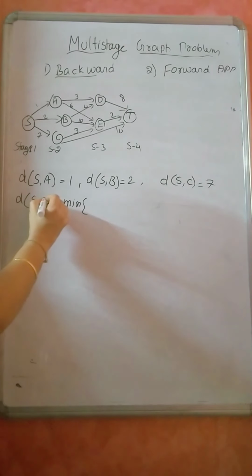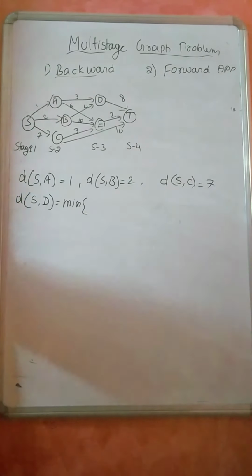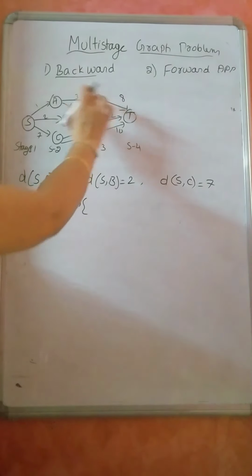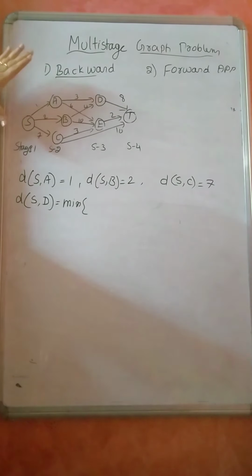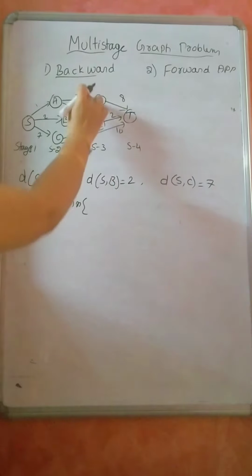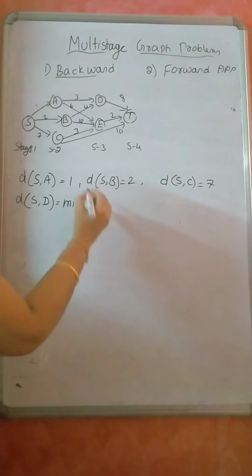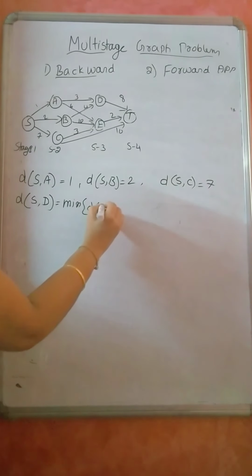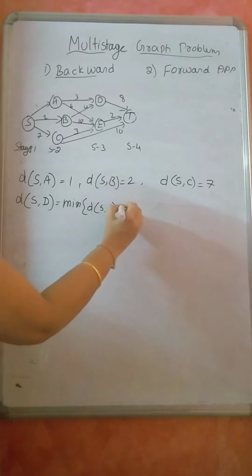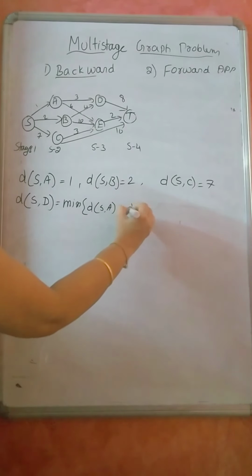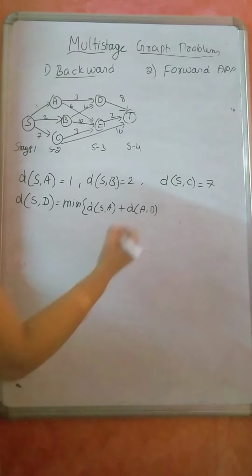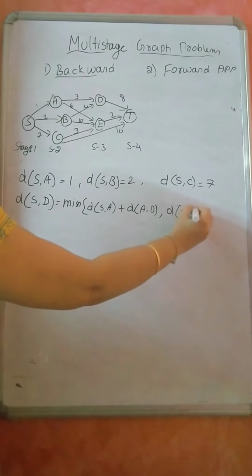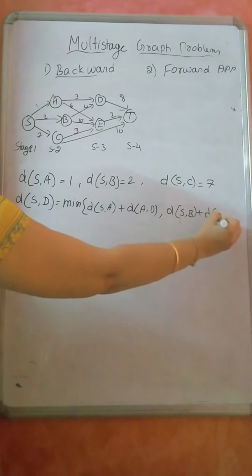Distance from S to the next stage, D. When I want to compute the distance from S to D, how many incoming edges are there for D? So that I need to consider. So it is the minimum of: A to D is there, so it is distance from S to A plus distance from A to D. For the next incoming edge, it is distance from S to B plus distance from B to D.